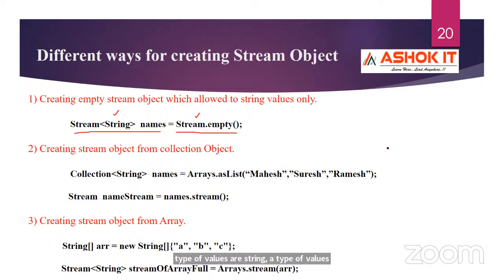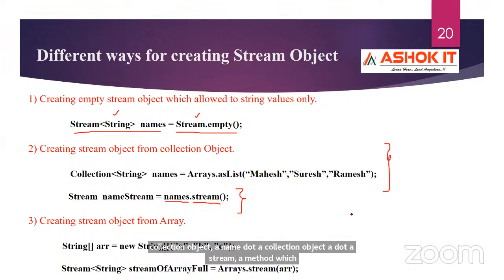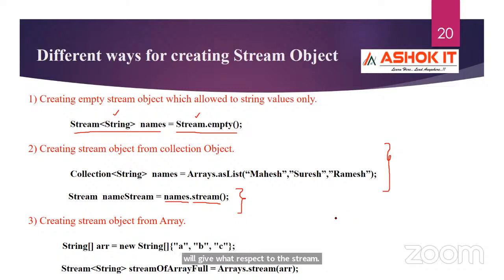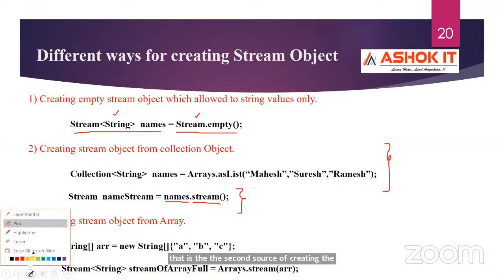We can also create a stream from collections as well. If you have any kind of data in a list or set, you can convert that list of names or set of names into a stream object. Simply call collectionObject.stream(), which will give you the stream object. That is the second source of creating the stream object.